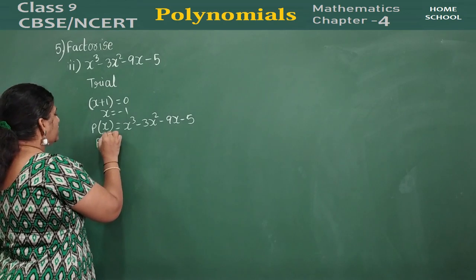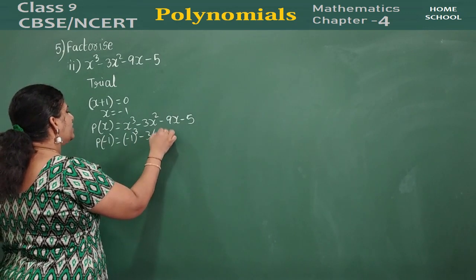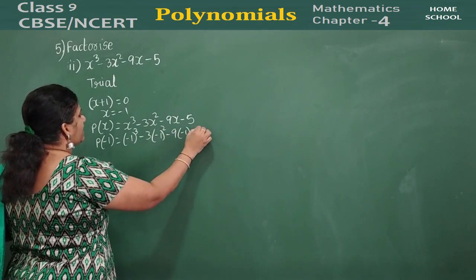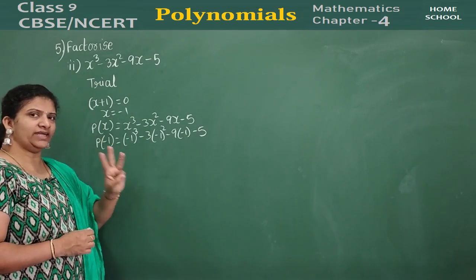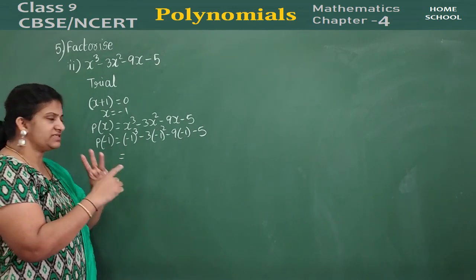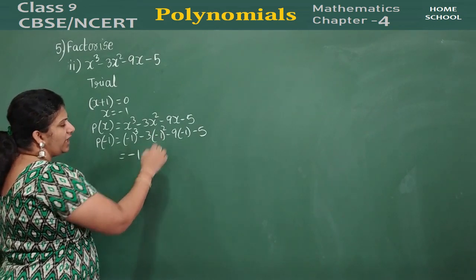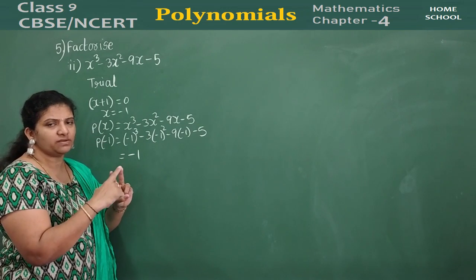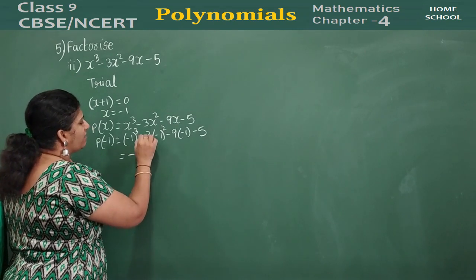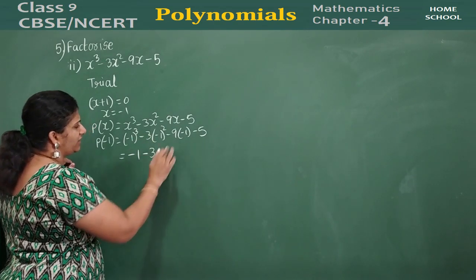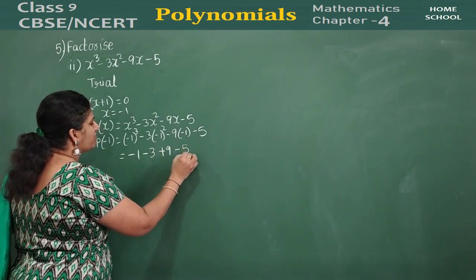So now, substitute minus 1 in x place: minus 1 whole cube, minus 3 into minus 1 whole square, minus 9 into minus 1, minus 5. Minus 1 multiplied 3 times: minus into minus is plus, plus into minus will be minus. Minus 1 multiplied 3 times will be minus 1. Now minus 1 two times, minus into minus, plus 1 into 1, 1. So here you have a negative sign, that is minus into 3, minus 3. Minus into minus, plus 9 into 1, 9, minus 5.